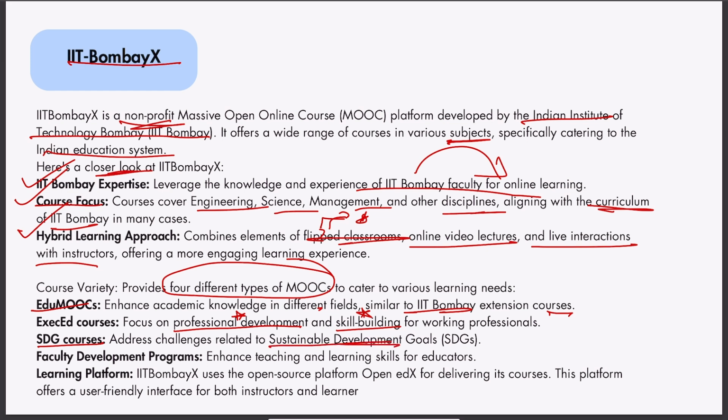Next, we have the Faculty Development Program, which enhances teaching and learning skills for educators. So, if any of you watching this video go on to become professors, then do check it out. And learning platform. IIT Bombay uses the open source platform called Open edX for delivering its courses. Now, sometimes this also gets asked. I remember there was a match the following on platform and the courses that it had. So it is Open edX. I hope you got it.